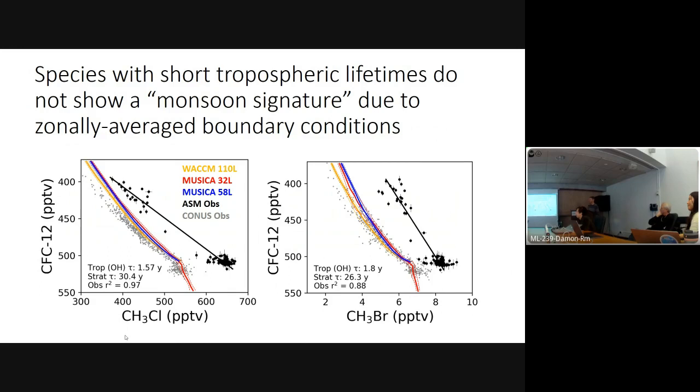To try to highlight this zonal average mole fraction boundary condition as the culprit, we plotted in gray some observations taken from the 2013 SEAC4RS campaign, which was taken over the CONUS region. Those line up really well with the model. That gives us a smoking gun for the fact that there's a monsoon signature that's being smeared out in this zonally averaged boundary condition. Again, the zonal average condition is okay for the longer-lived species, but for these shorter-lived species, it tends to lead to some errors in the representation.